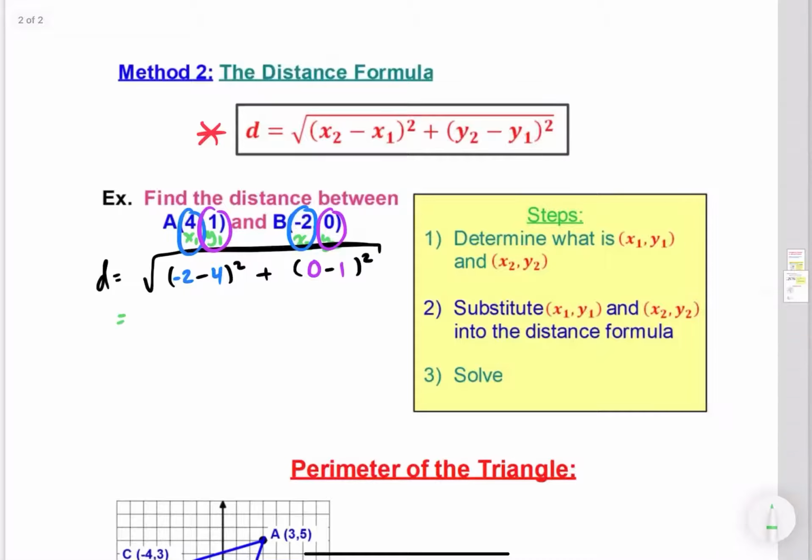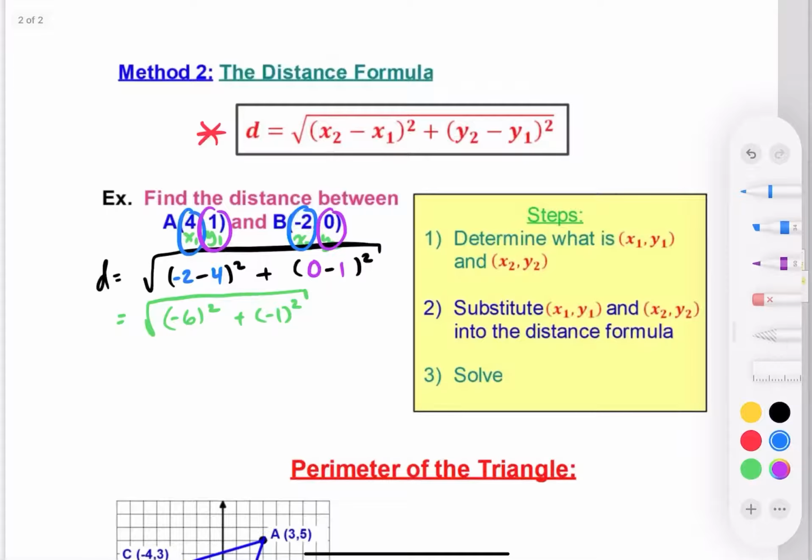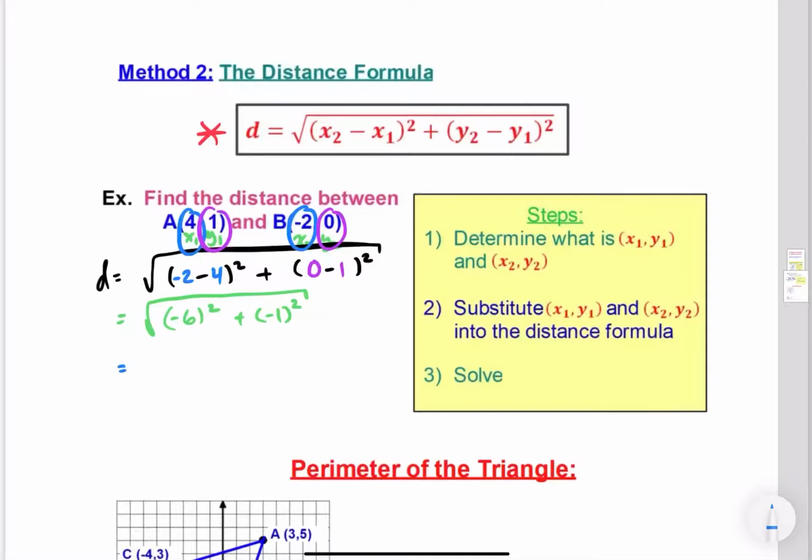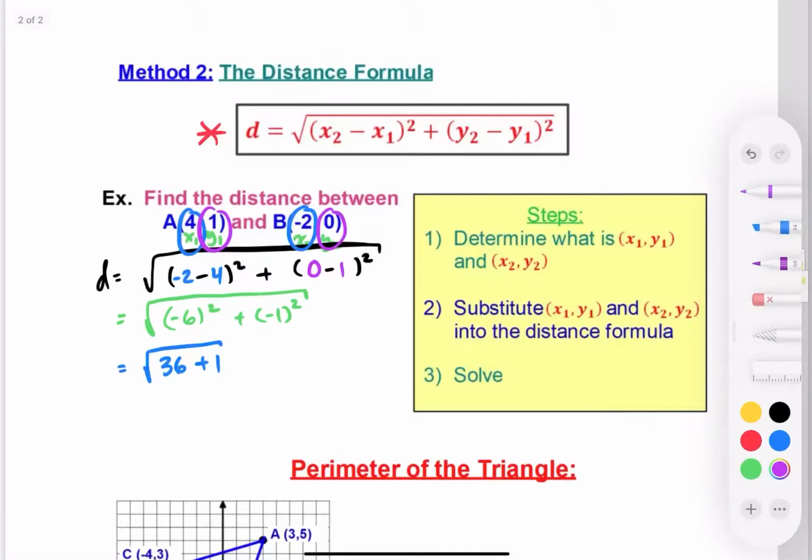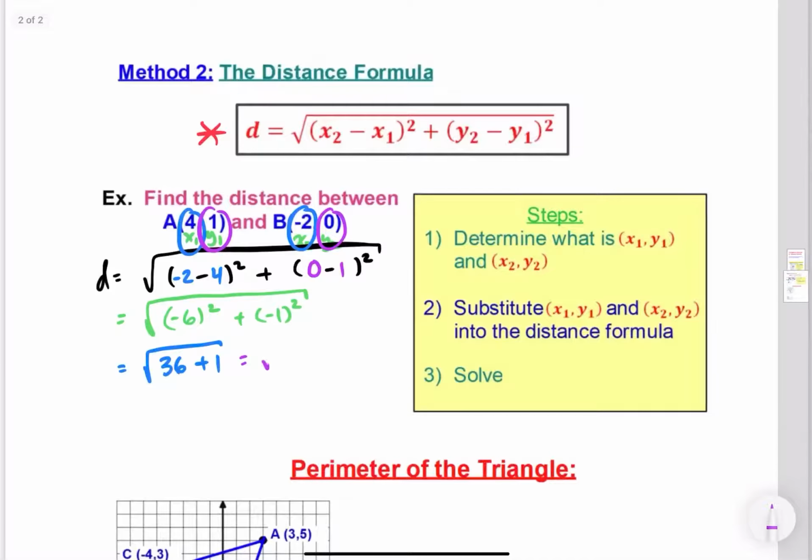If we take a look at this, negative 2 minus 4 is negative 6. I'll write that down, so negative 6 squared. And then 0 minus 1 is negative 1, so negative 1 squared. And all of this is still underneath that square root. Then we'll square each one of these. Negative 6 squared means negative 6 times negative 6, so that's 36. And negative 1 squared is negative 1 times negative 1, so that's positive 1. So that's 36 plus 1, still underneath the square root, and 36 plus 1 is 37.